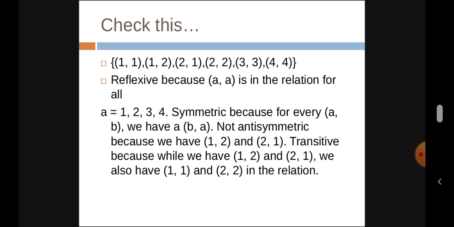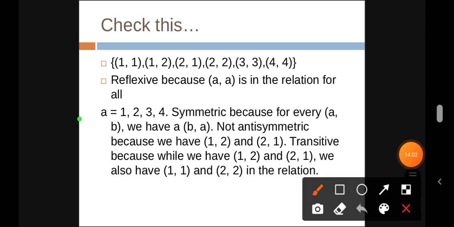And check this one. (1,1), (1,2), (2,1), (2,2), (3,3), (4,4). Reflexive, symmetric, antisymmetric, transitive properties you have to check here. First one, a relation should be reflexive if it consists of values (A,A). So here the set is 1, 2, 3, 4. Okay, here it consists of 1, 2, 3, 4. So (1,1) should be there, (2,2) should be there, (3,3) and (4,4). All the elements are there in the relation, in the set. So we can say this is reflexive. And next one, check whether this is symmetric or not.